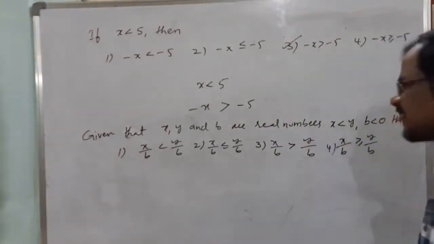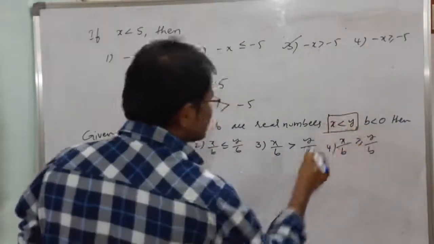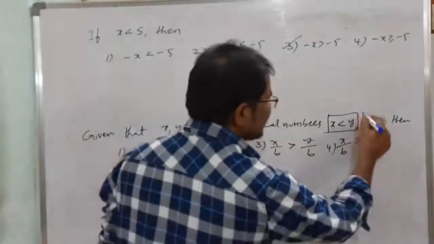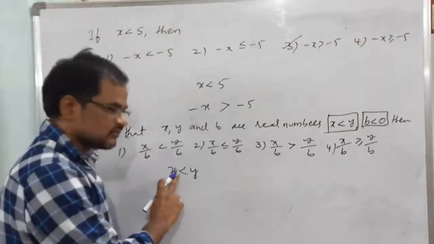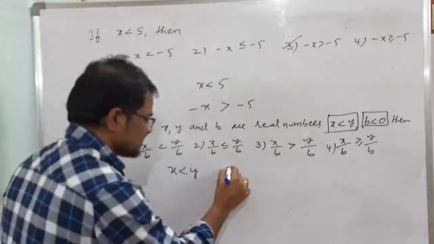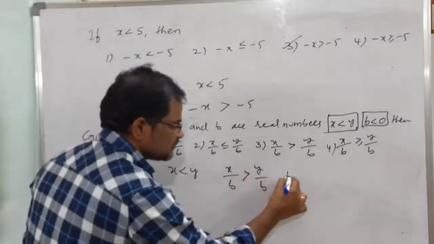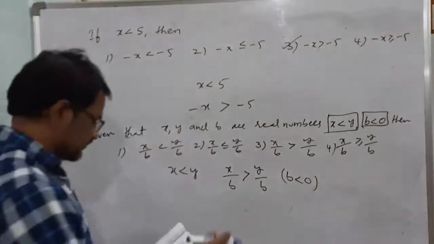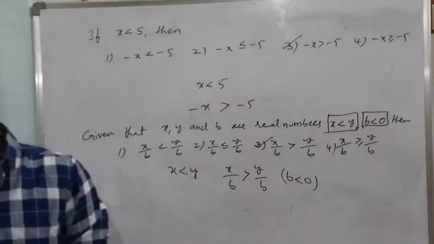Once you see here what they given, x is less than y given. But b is a negative real number. If you divide this inequality by any negative real number, the inequality reverses, so x by b becomes greater than y by b, because b less than 0, right? Now what is our answer? That is x by b greater than y by b. Next problem.